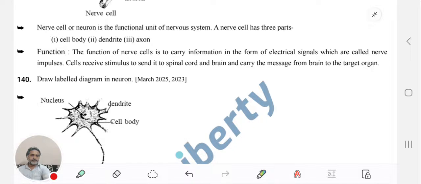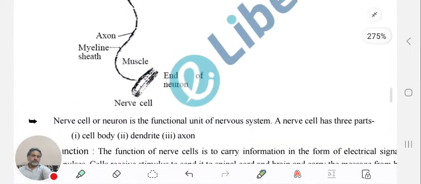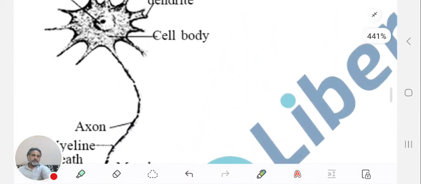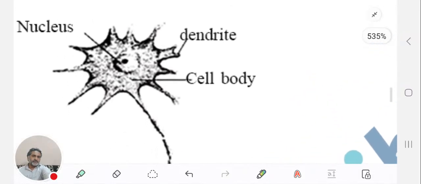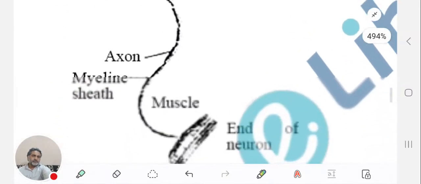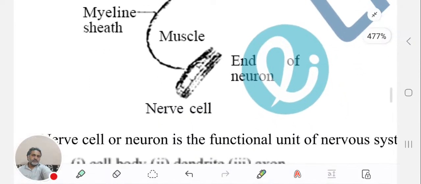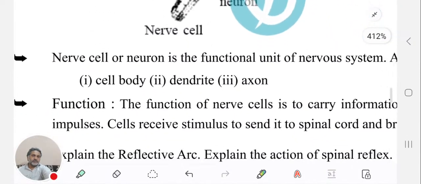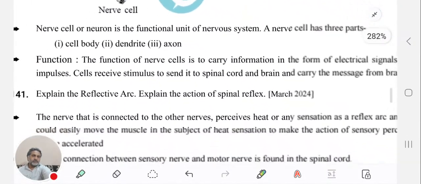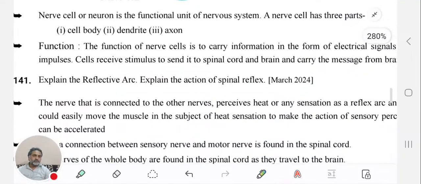Draw a labeled diagram of a neuron: nucleus, dendrite, cell body, muscle, axon, myelin sheath, end of neuron, nerve cell. The nerve cell or neuron is the functional unit of the nervous system. A nerve cell has 3 parts: cell body, dendrite, axon.